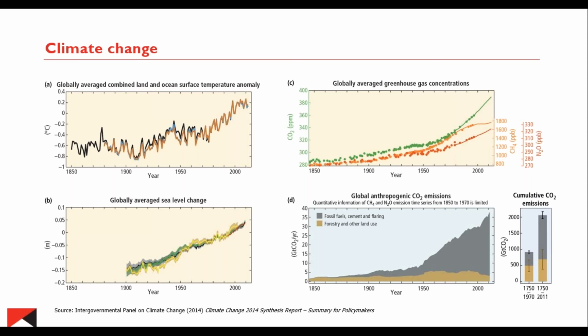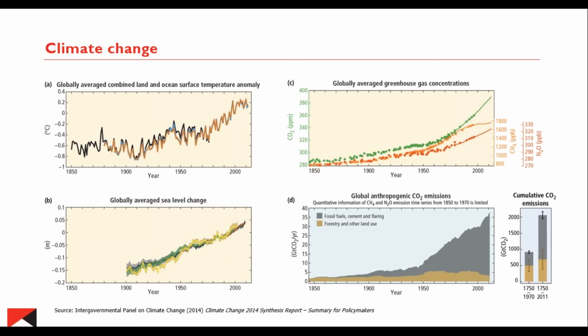A summary for policymakers published by the IPCC in 2014 makes some pretty sobering statements, a few of which I'd like to read. Human influence on the climate system is clear, and recent anthropogenic emissions of greenhouse gases are the highest in history. Recent climate changes have had widespread impacts on human and natural systems. Warming of the climate system is unequivocal, and since the 1950s, many of the observed changes are unprecedented over decades to millennia. The atmosphere and ocean have warmed, the amounts of snow and ice have diminished, and sea level has risen.